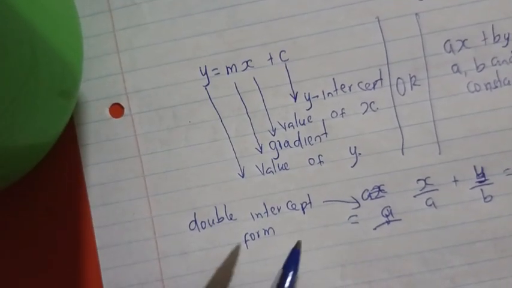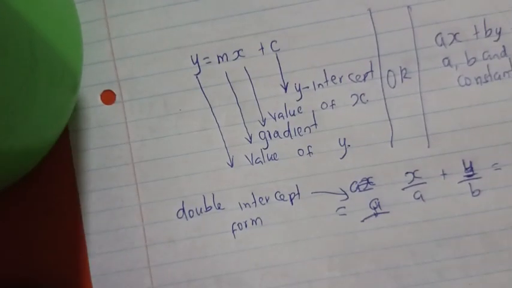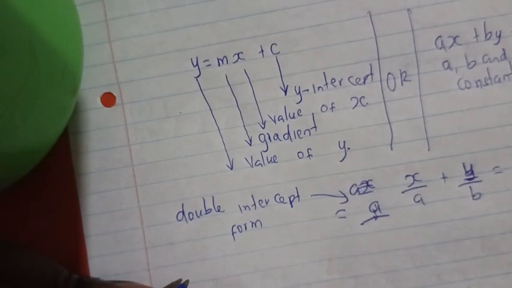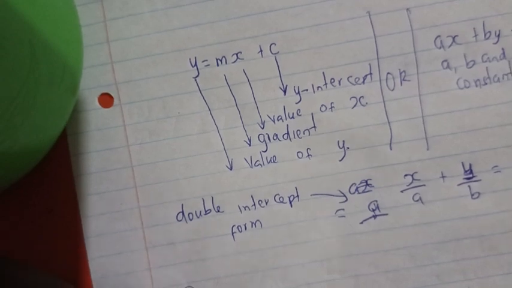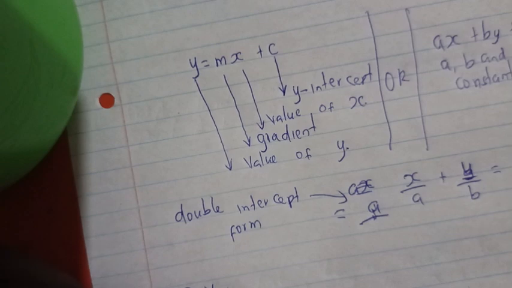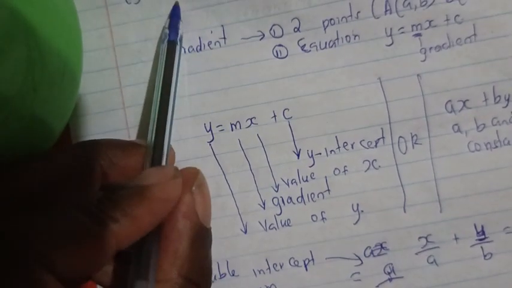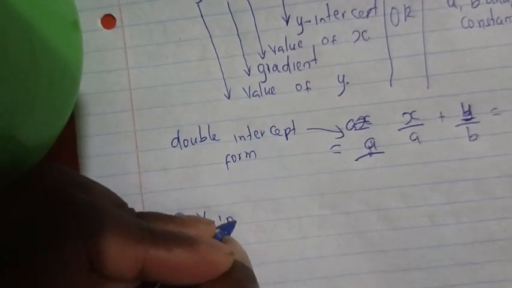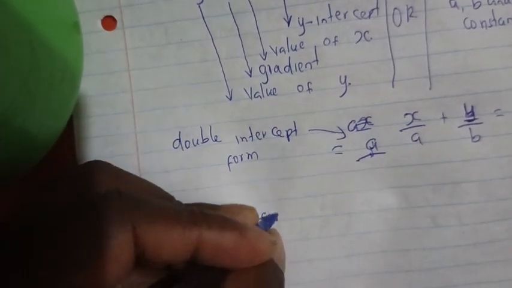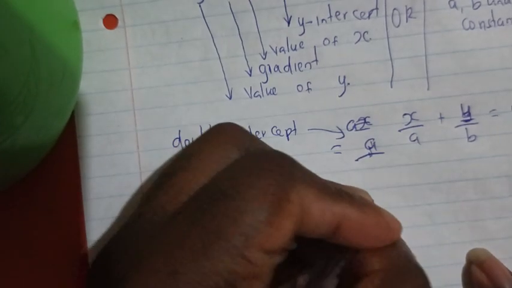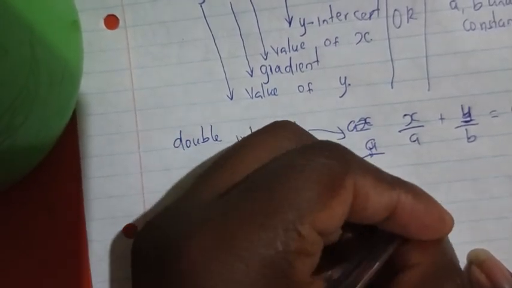Now, after knowing all this, we'll be looking at other aspects of equation of a straight line and gradient. Number 1 was gradient. Number 2 is y-intercept and x-intercept.